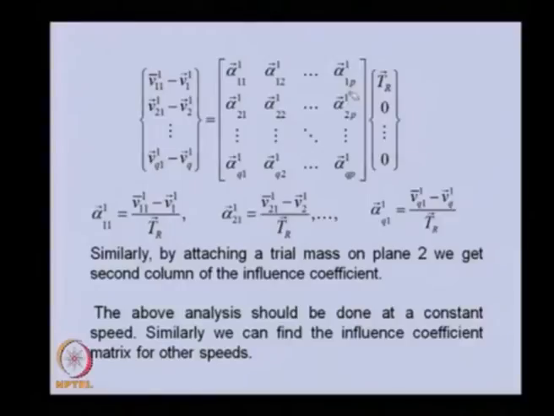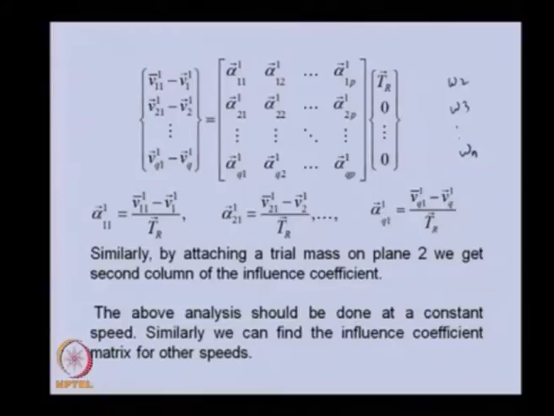So, this is the procedure by which we can get the influence coefficient for one particular speed. The similar procedure we need to follow for other speeds, that means omega 2, omega 3 up to omega n, that is the speed of operation of the rotor. And whatever influence coefficient we are obtaining is purely based on measurements.